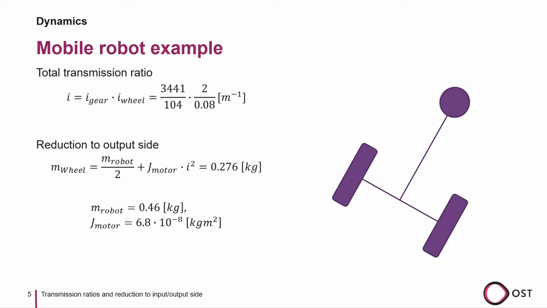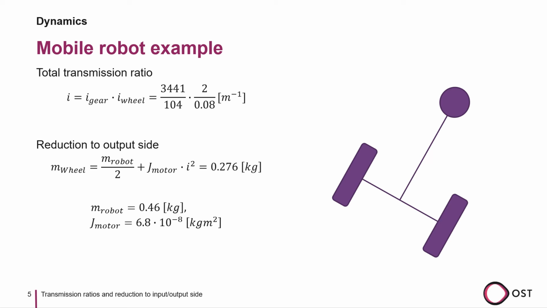A good approximation for the mobile robot is that half the mass of the robot is on each wheel. Further, we have to consider the inertia of the motor, encoder and gearbox. These three values are given as one in the datasheet of the motor. We therefore get the total mass per wheel as half the mass of the robot plus the motor inertia times the transmission ratio squared. However, we have to be careful in this case.